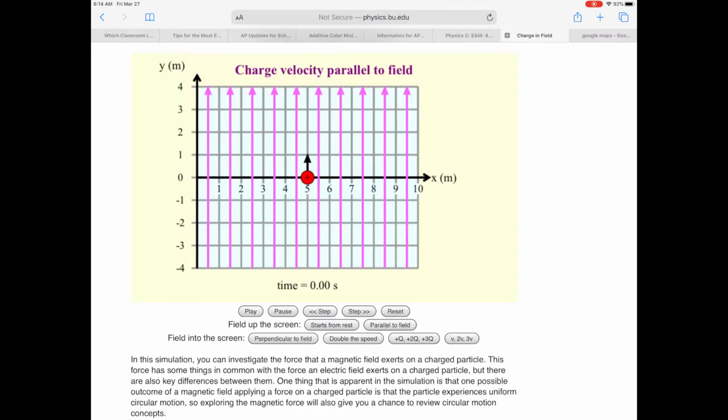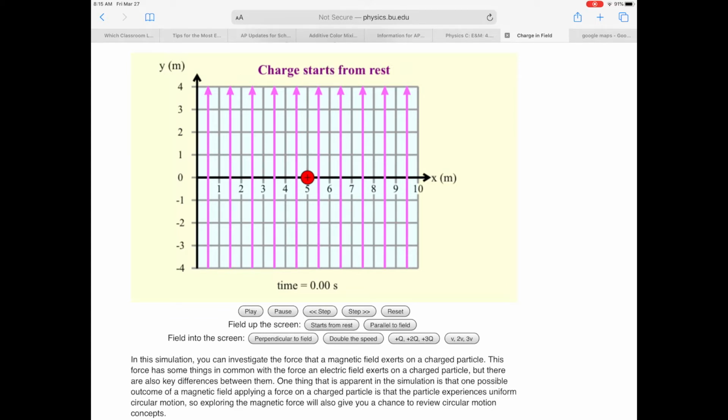Here we have a positive charge in the center of the screen. That positive charge has a velocity indicated by the black arrow up towards the top of the screen. The pink arrows indicate the direction of the magnetic field, which is also going towards the top of the screen. I want to walk through different things, make some observations in terms of what that magnetic force depends on, and then what it does to the charge of the object.